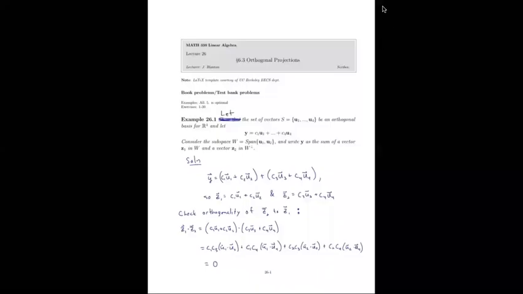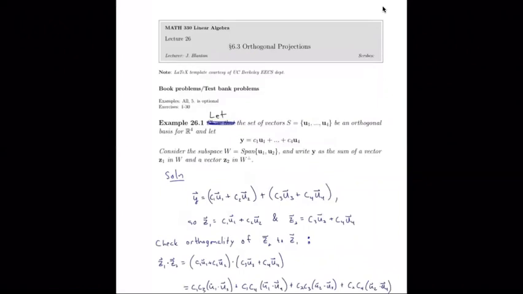Section 6.3 is orthogonal projections. So we're going to extend our notion of the orthogonal projection of a vector onto a line to an orthogonal projection onto a space, or onto a subspace. And that's really the whole gist of section 6.3, is to do that.